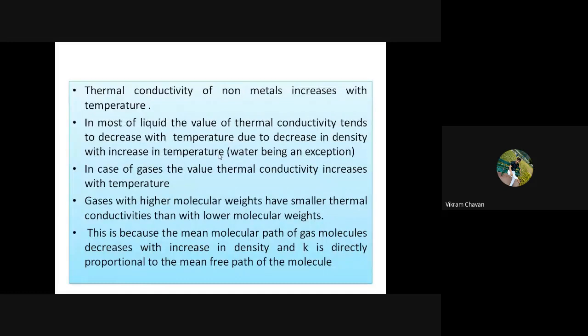Then next point: thermal conductivity of non-metals increases with temperature.